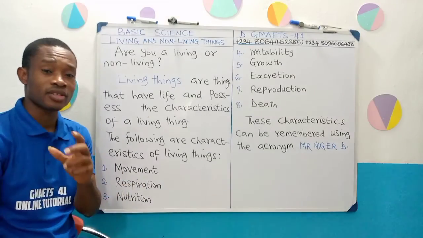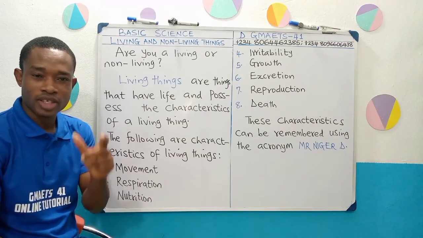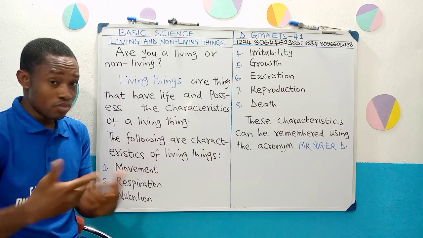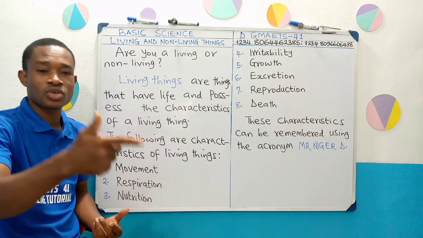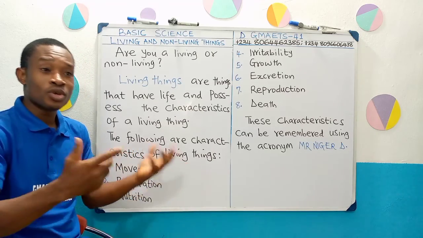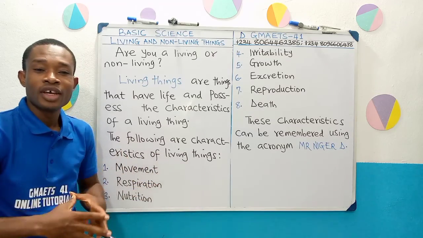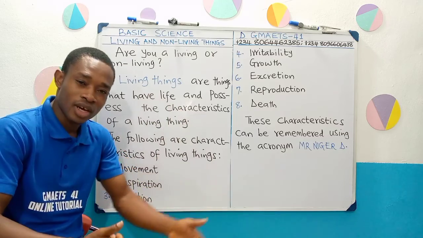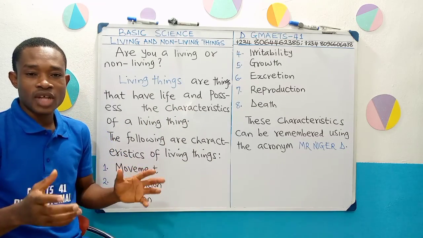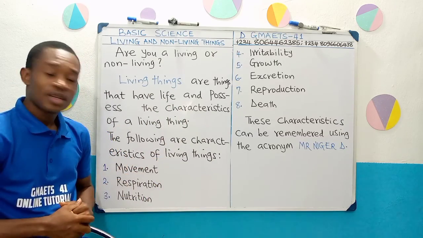Number 1 is movement. Every living thing is expected to move. Today you moved. Maybe you went to school, or maybe you ran an errand for your parents. They sent you somewhere. You had to move from one place to another. That shows that you are a living thing.